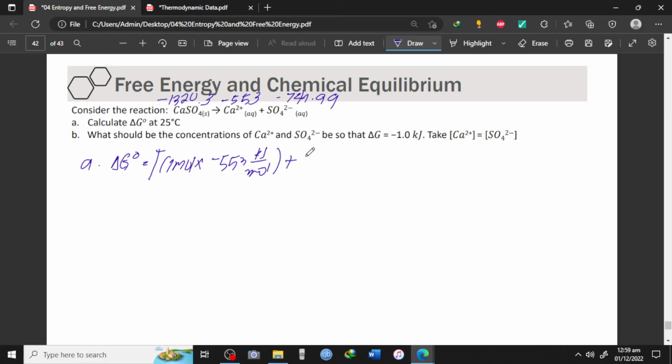plus sulfate, ilang moles? 1 lang din. Multiplied by negative 741.99 kilojoules per mole. Pangit ang sulat. And then lastly, isubtract mo siya sa value ni calcium sulfate, which is 1 mole lang din naman, multiplied by negative 1,320.3 kilojoule per mole.